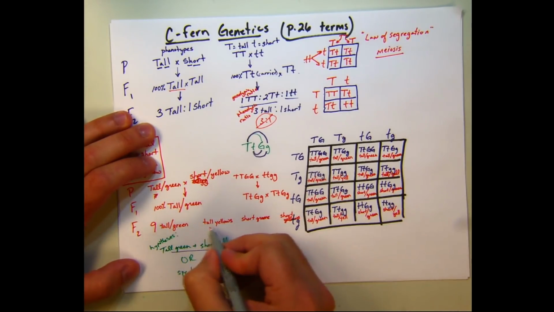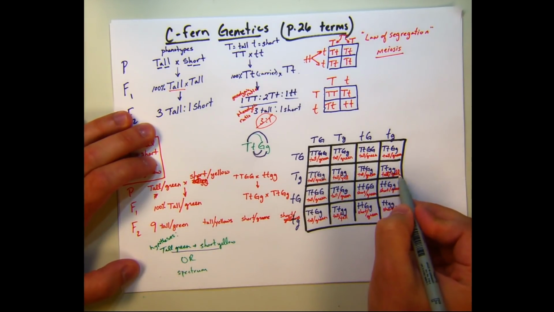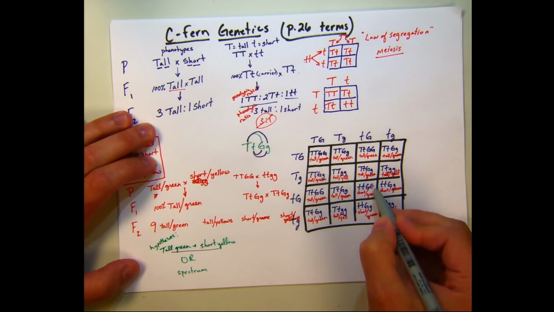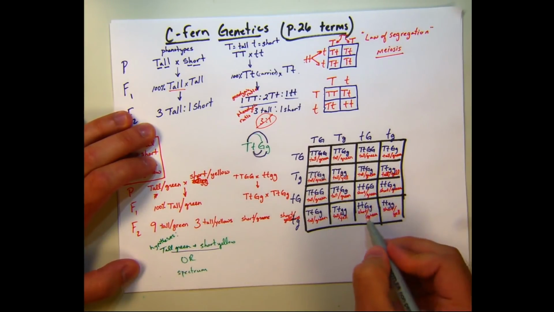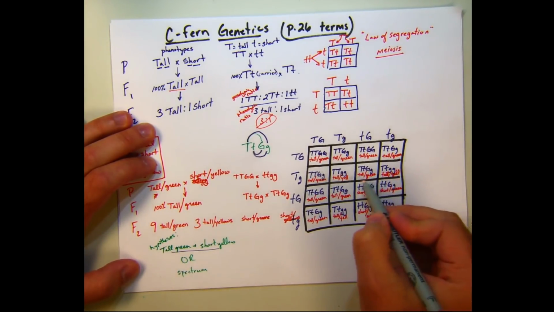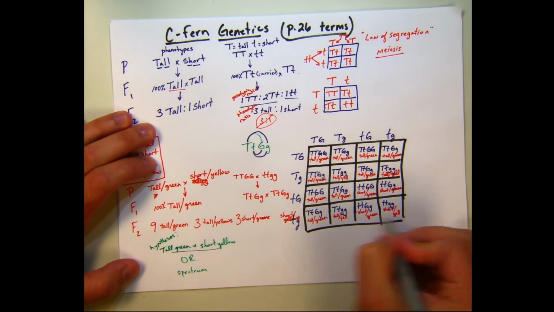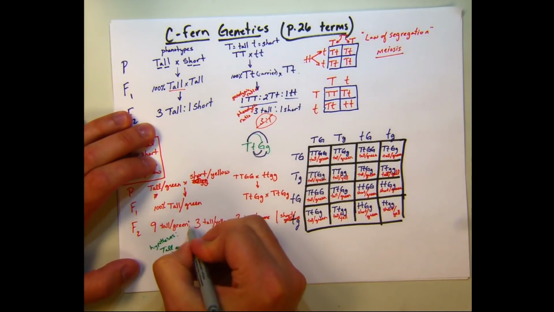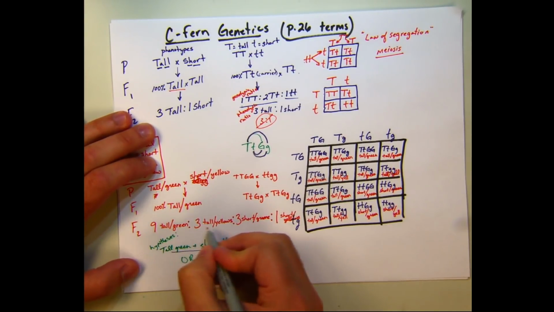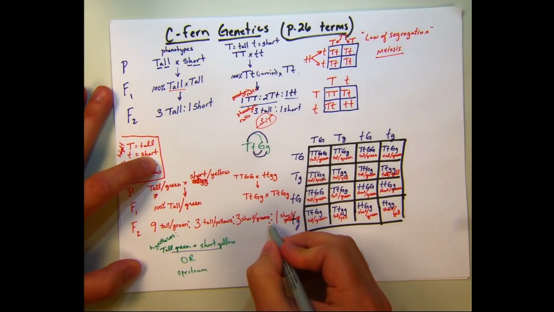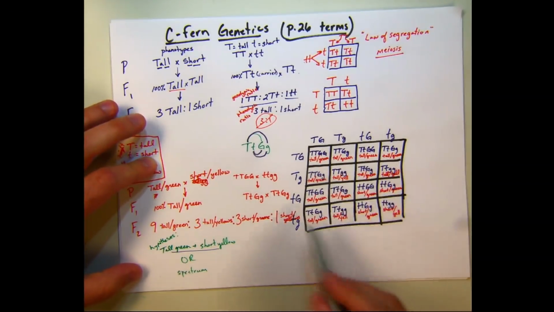9 is for tall greens. For tall yellows, we have tall yellow 1, tall yellow, tall yellow. You have 3 tall yellows. Short and green, short green, short green, short green. That's 3. Short yellows, there's only 1. All right, so here's our ratio. You got 9 tall greens to 3 tall yellows to 3 short greens to 1 short yellow. If you add that up, that equals 16, which means there are 16 squares up here.